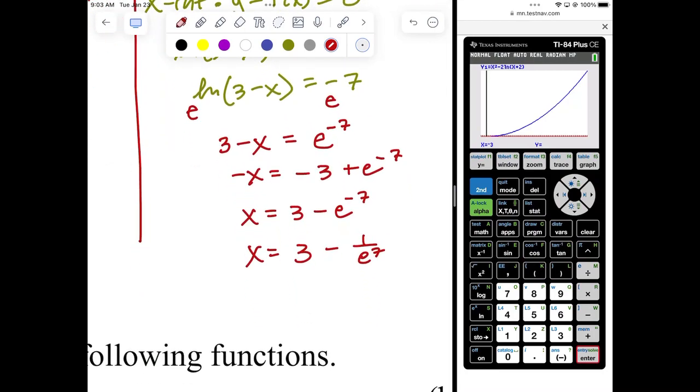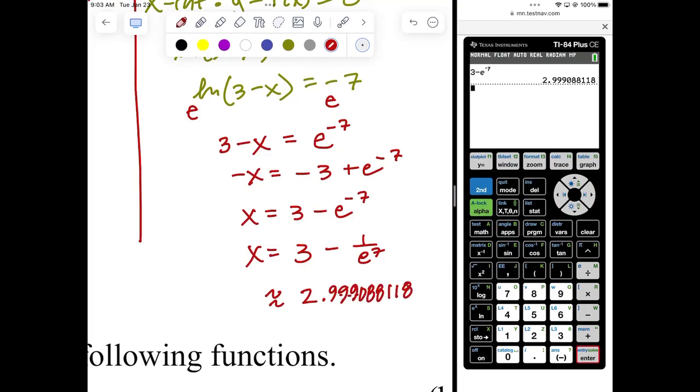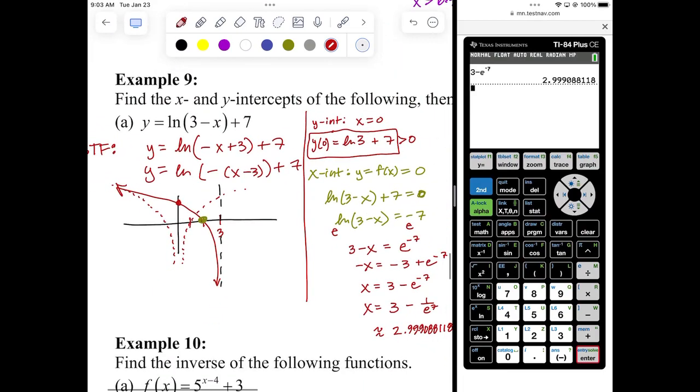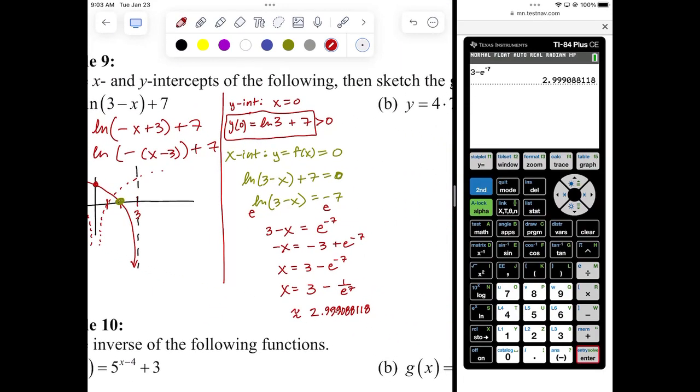It's very, very small, right? So this is approximately 2 point, maybe even like 9 something. I don't know. Let's go to the calculator. 3 minus e, second ln, to the negative 7th. Yeah, look at that, 2.999088118. So I have it crossing at 2.999. It actually hugs it, goes vertically almost, and just to the left of the vertical asymptote, it crosses the x-axis. Okay, so this would be the answer. That's the x-intercept.